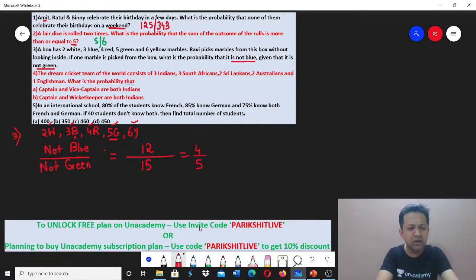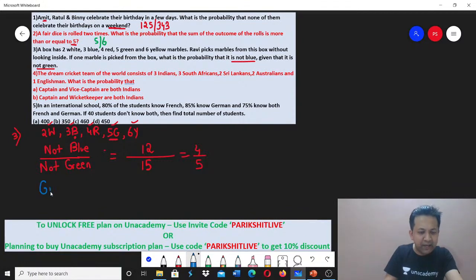What is the learning here? The learning is: any time in a probability question you see the word given, it always means denominator. Remember this.